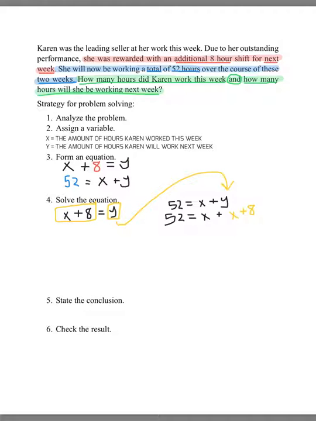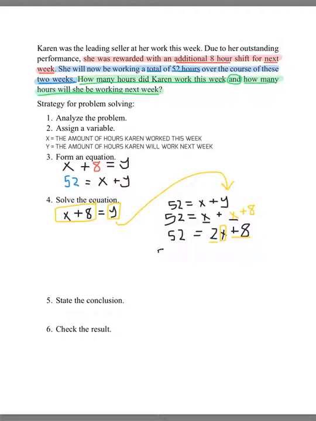So now on the left-hand side of this equation, we're going to have simply a 52. And on the right-hand side, we're going to have x plus x, which is going to give us a 2x plus 8. And now again, we're going to want to solve for the variable x in this case. So the problem right now is that we're multiplying it by 2, and we're adding 8. So we're going to take care of the addition first. And in order to take care of that, we're going to have to subtract 8 from both sides.